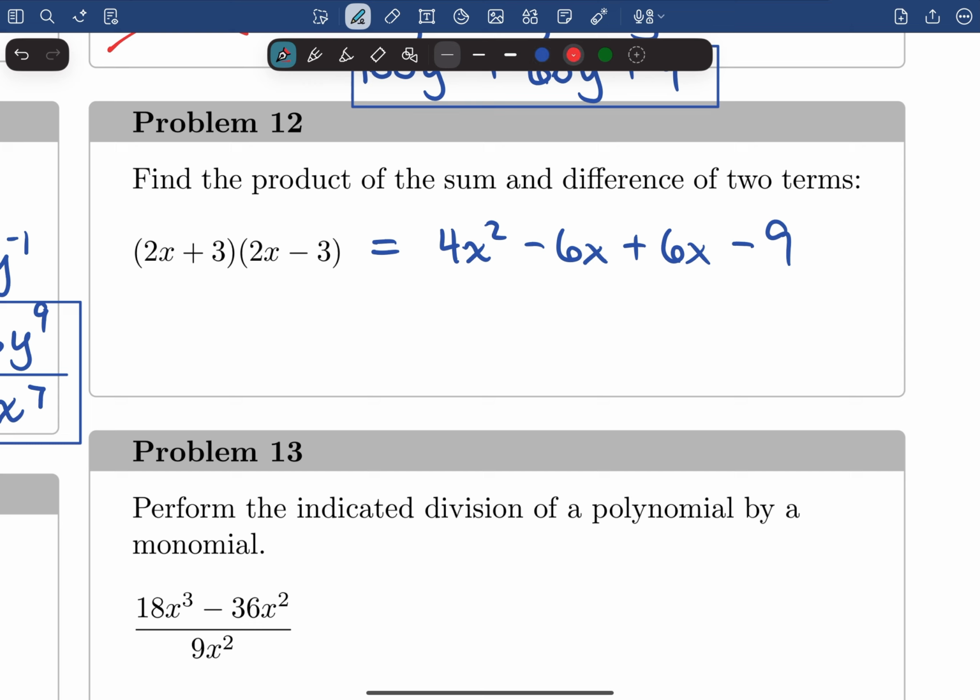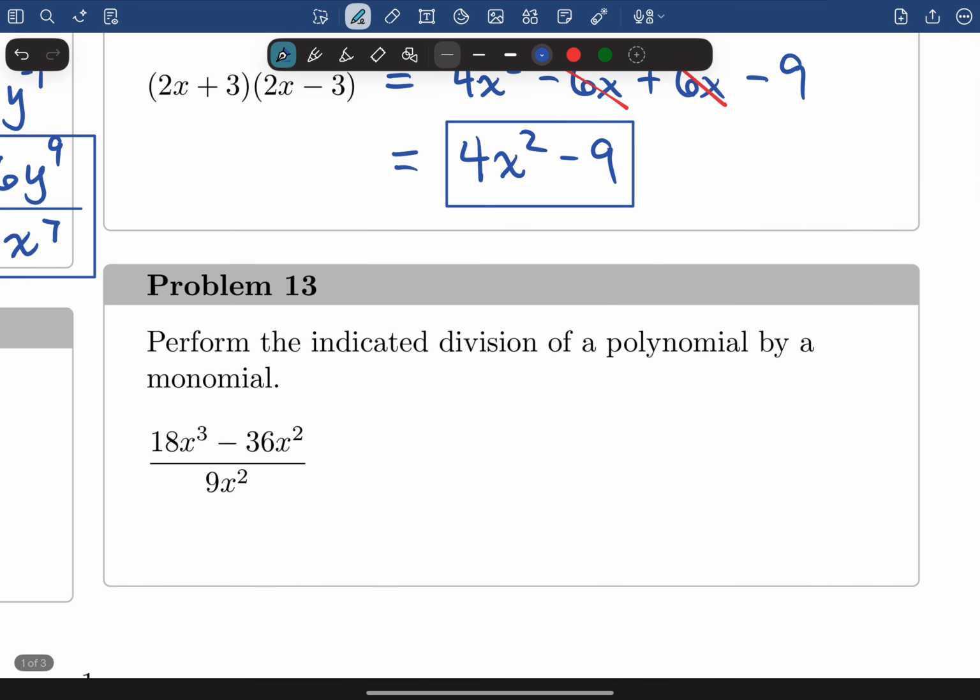And I look at the result that I have, and I notice that these outer and inner terms of FOILing are the same value with opposite signs. So they cancel each other. Negative 6x plus 6x cancels to become 0. And so my result is 4x squared minus 9. This is the result. And I'm done. I'm ready to move on to problem number 13.